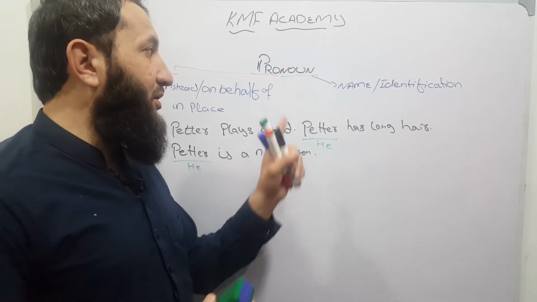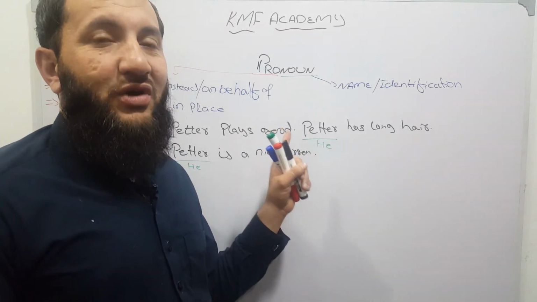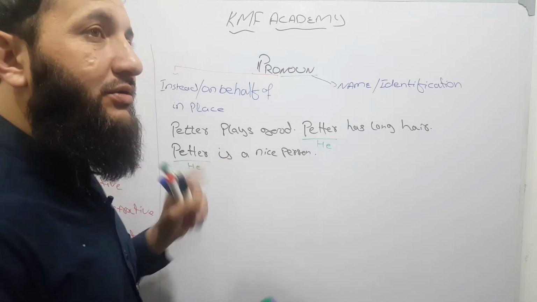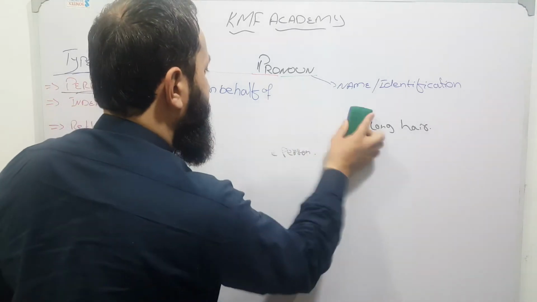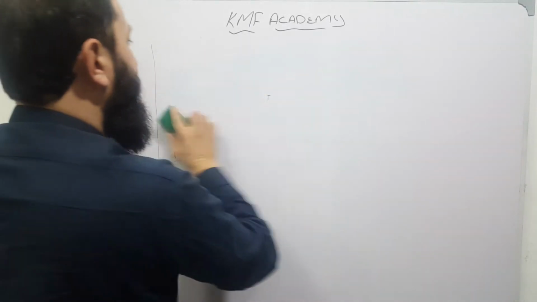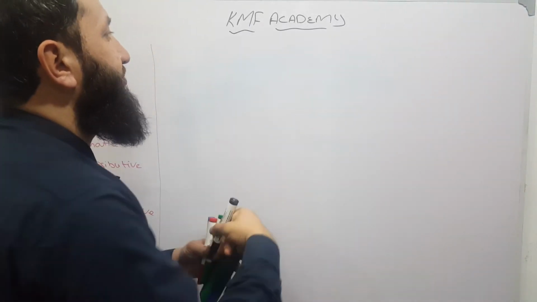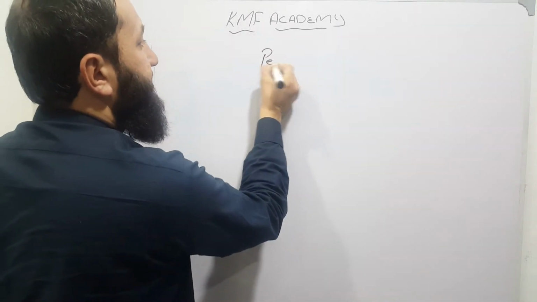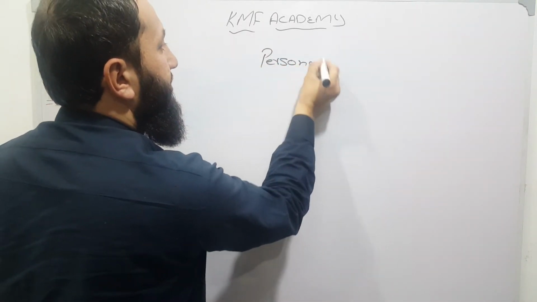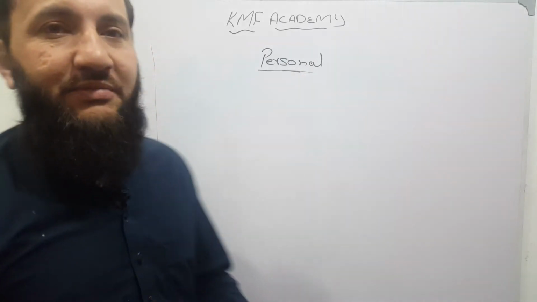The main aim of a pronoun is to avoid the repetition of one noun time and again. So let's discuss its kinds. The very first kind that is known to everyone is the personal pronoun. Which pronoun? Personal pronoun.